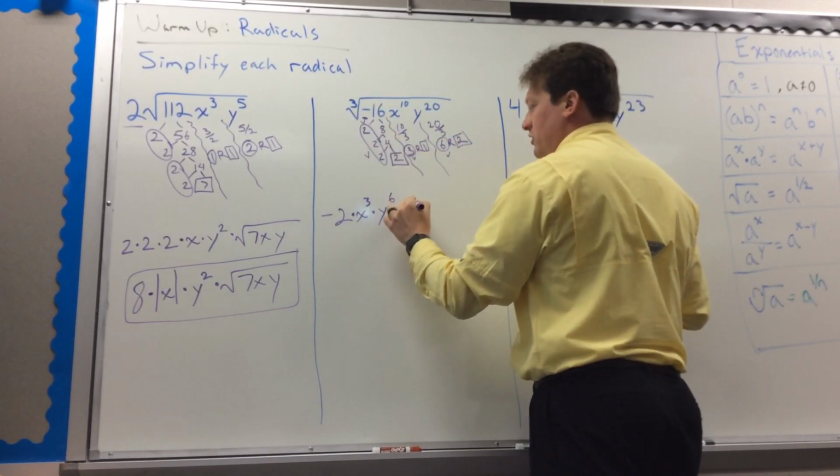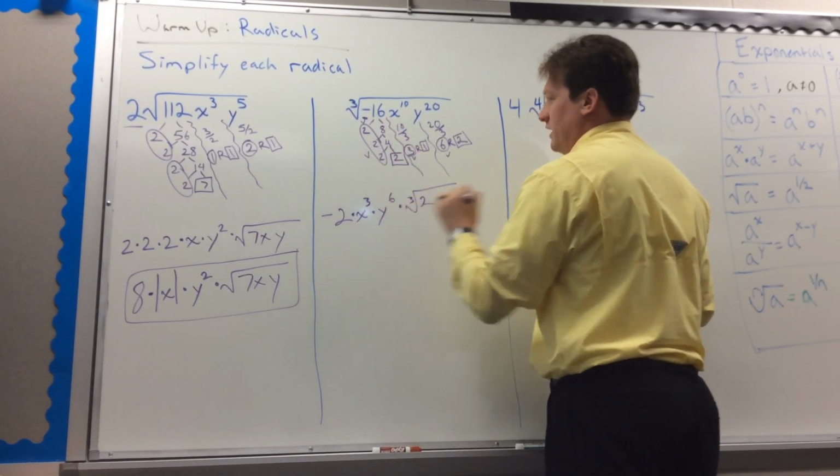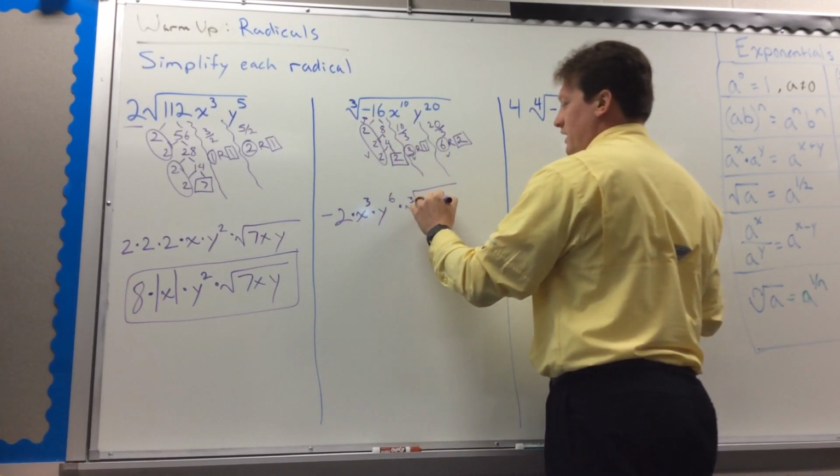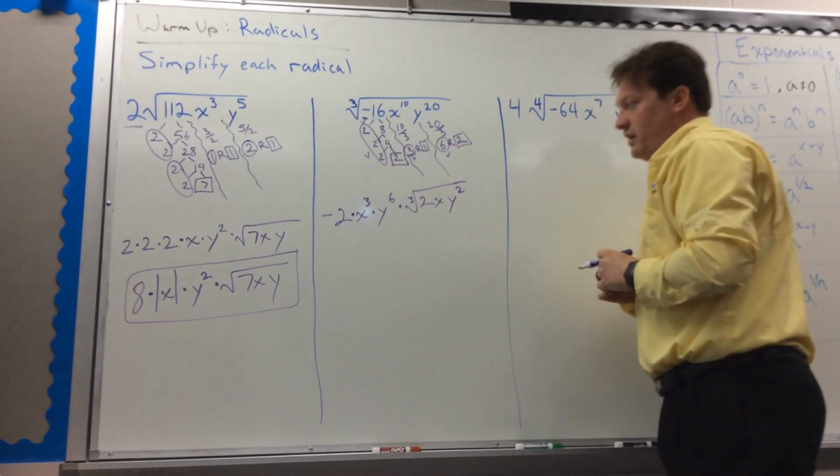Then I have to rewrite my cubed root. And then anything else that's left over. I have a 2 that's left over. I've got an x that's left over, and I've got a y squared that's left over.